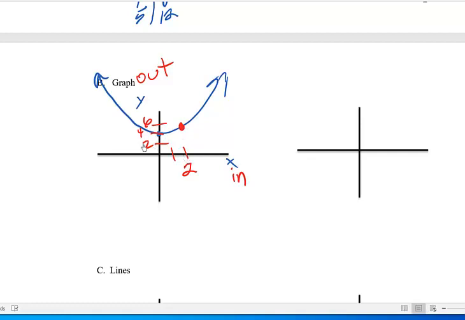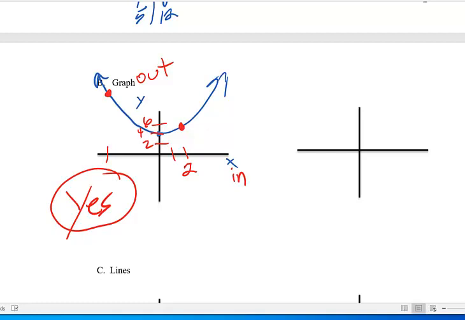Well, you can try that for other x's. Doesn't matter what x you pick, there's only one y value on this graph that is matched with each x you would pick. And so the answer is yes, this is a function.